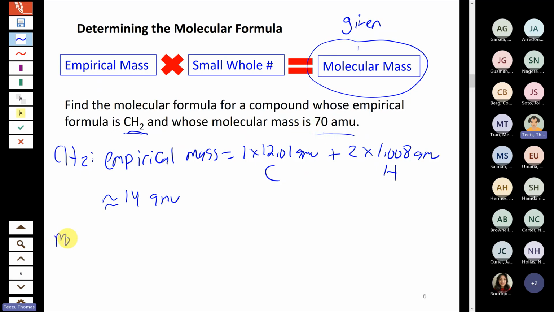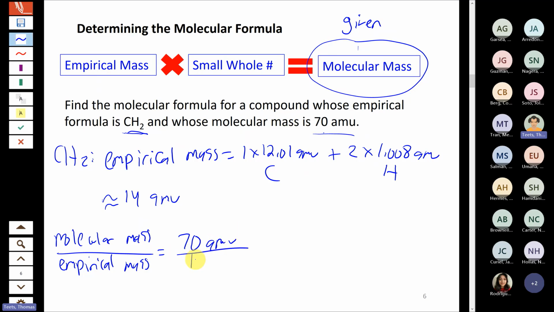So if we take the molecular mass and divide it by the empirical mass, we have 70 AMUs for the molecular mass. That's typically going to be given to you in a problem like this. There's no way to figure that out separately if you don't know the formula already.